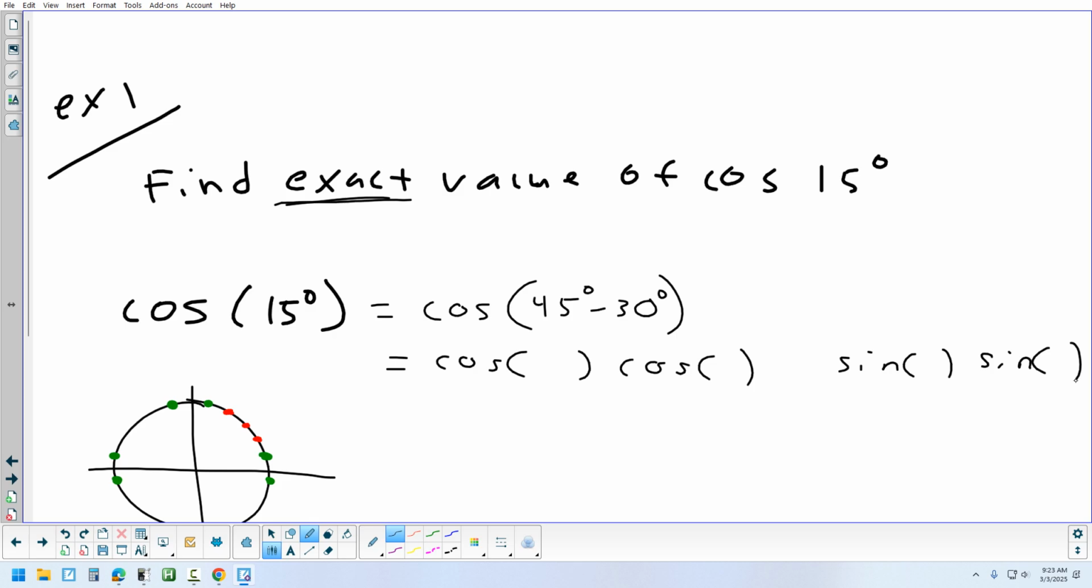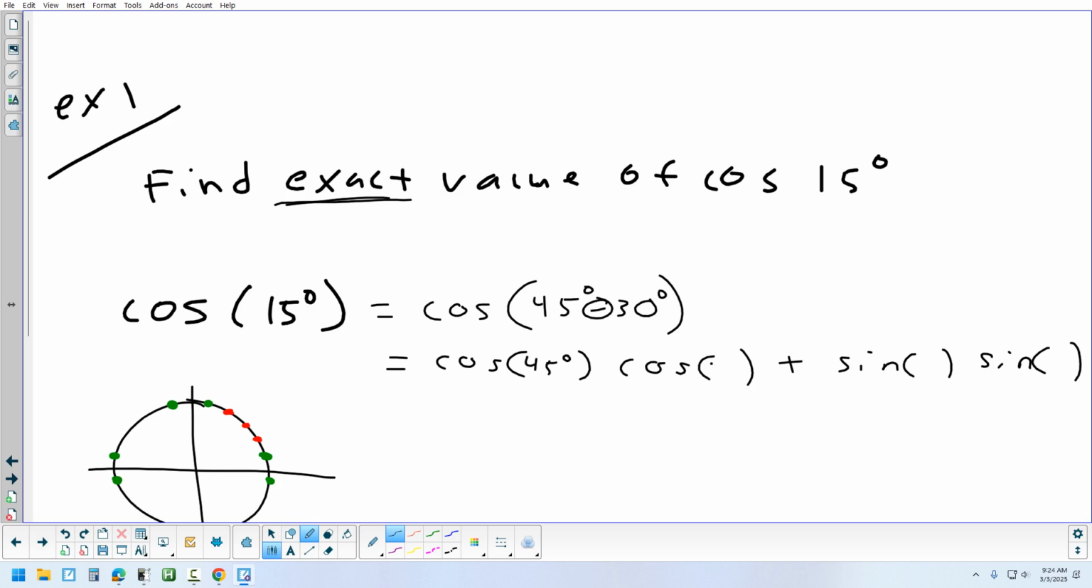Then I say, what's the symbol that goes between them? I'm dealing with a cosine problem. I always use the opposite of what I have in the argument. That's plus. And now the easy part, fill in your angles. First, second, first, second.